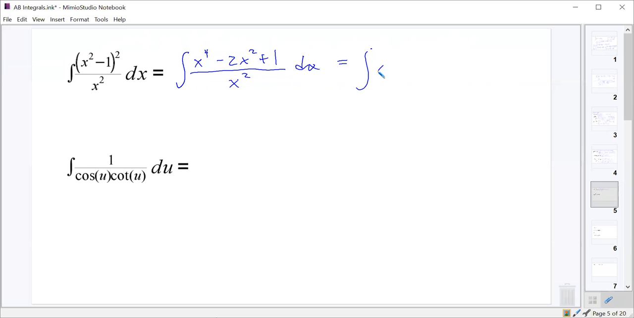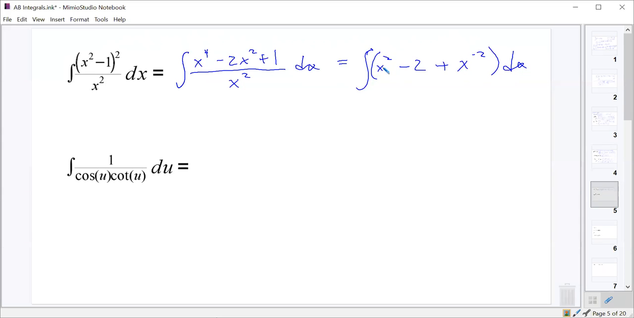X to the 4th over x squared is x squared. Negative 2x squared over x squared is negative 2. And 1 over x squared is x to the negative 2. And then that should turn it into something that you can nicely anti-differentiate using the power rule. Everybody good with that process? Yes.